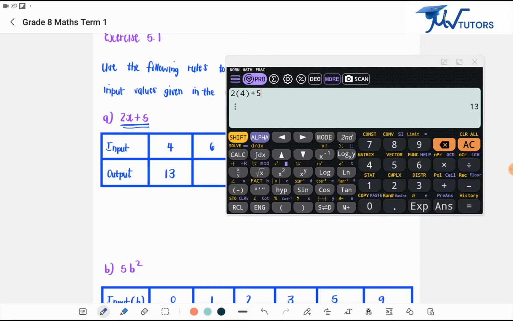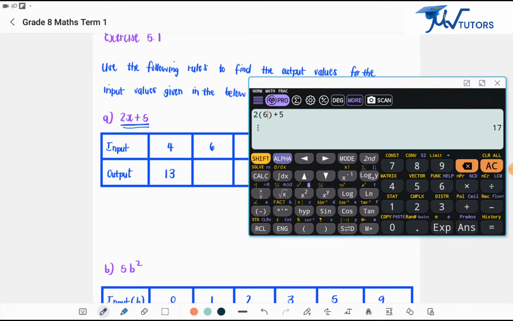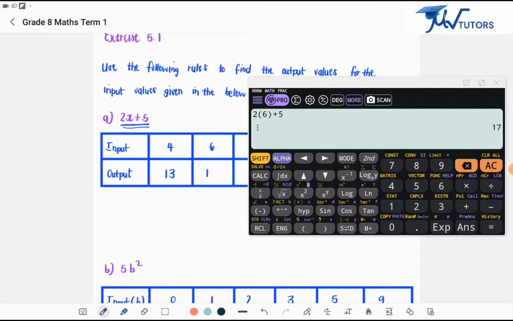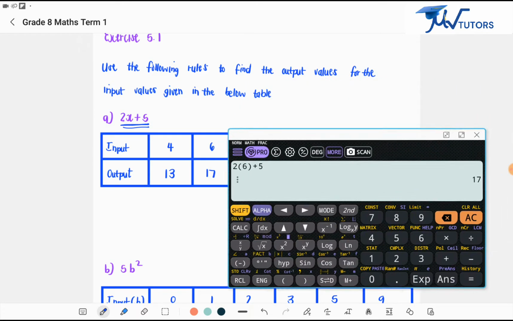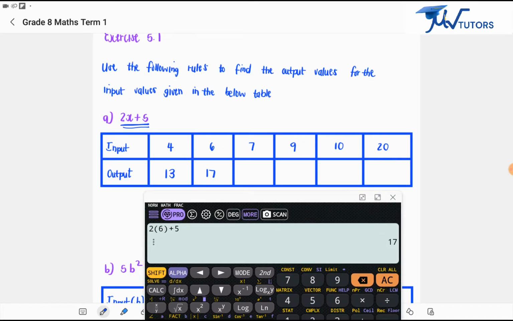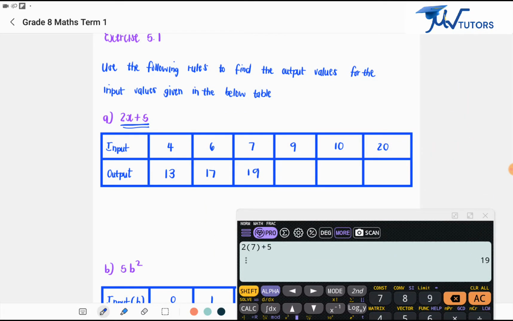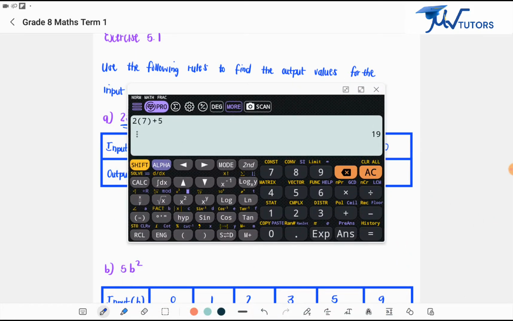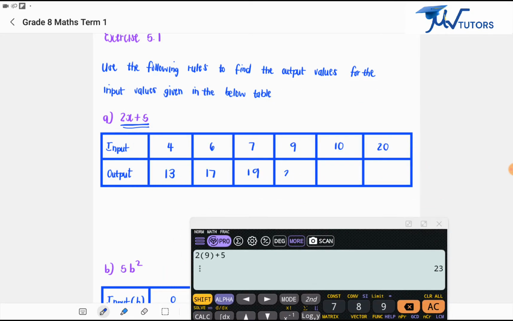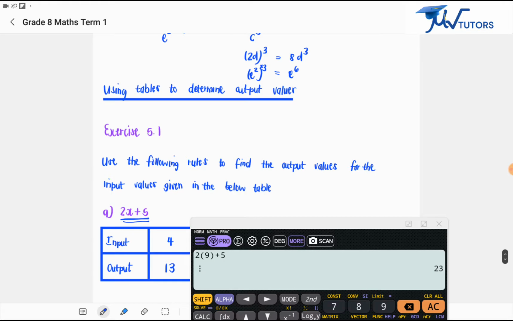The 13. And now in the place of x, again, we're going to put 6 because that's the next number. And then we get 17. And now in the place of x again, we're going to put 7 and 9 and 10 and 20. Goodness, this is going to take a little bit of a while, but the more you practice, the better you become. So 2 times 7 is 14 plus 5 should be 19. So I'm just going to go ahead and write down all the answers for the remaining numbers. So we have 23 there. Let me just take this a bit low.